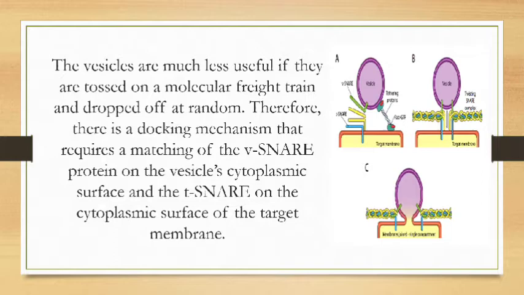Finally, there is the question of targeting the vesicles. The vesicles are much less useful if they are tossed on a molecular freight train and dropped off at random. Therefore, there is a docking mechanism that requires a matching of the v-SNARE protein on the vesicle's cytoplasmic surface and the t-SNARE on the cytoplasmic surface of the target membrane. Fusion of the vesicle to the membrane only proceeds if there is a match. Otherwise, the vesicle cannot fuse and will attach to another molecular motor to head to another, hopefully correct, destination.